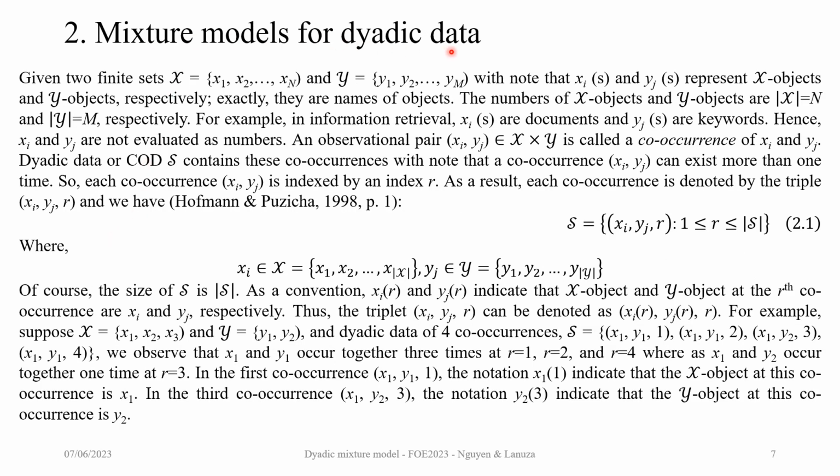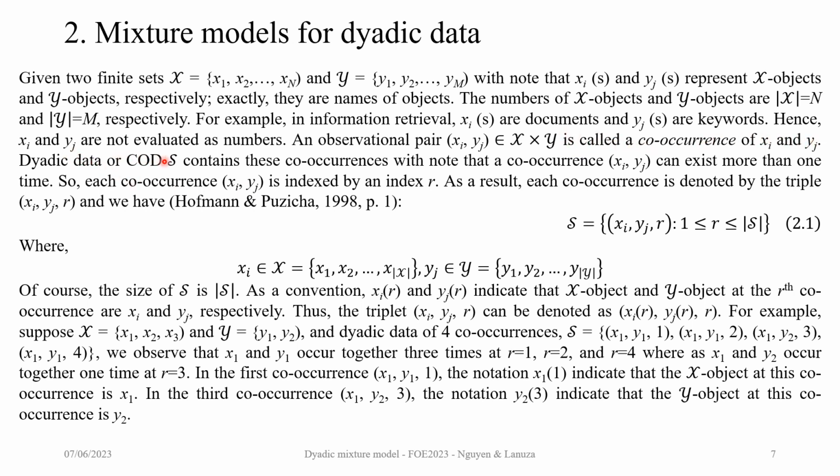Section 2, Mixture model for dyadic data. Given two finite sets S and Y, where Si and Yj represent S objects and Y objects, respectively; they are exactly the names of objects. The numbers of S objects and Y objects are N and M, respectively.